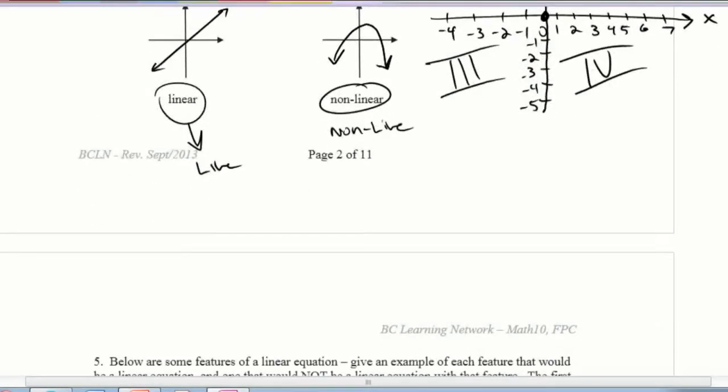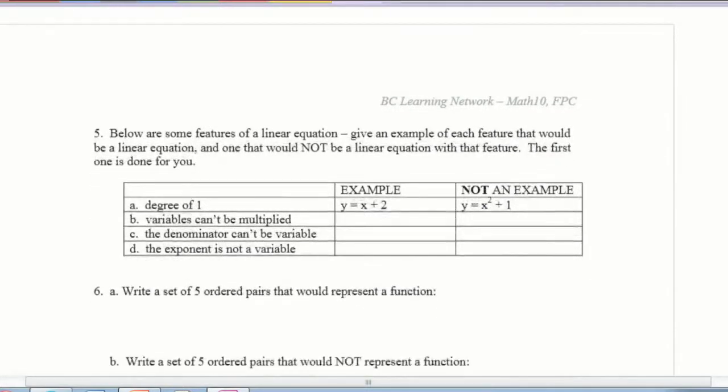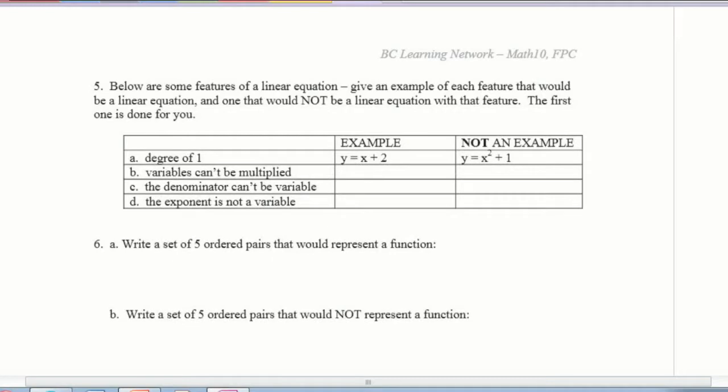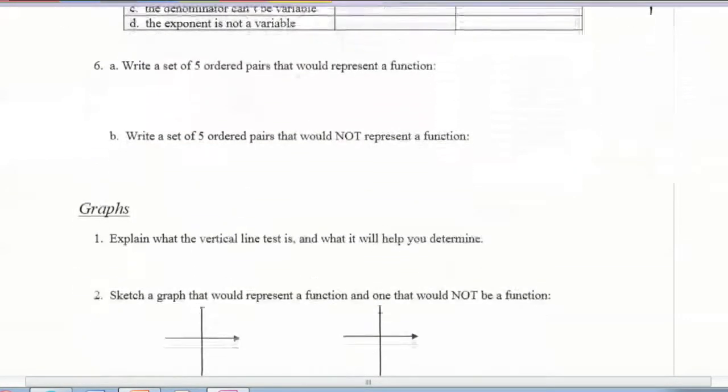So those are the first things. Below are some features of linear, non-linear. We haven't dealt with linear, non-linear, but you should be able to do number 5. It's not terribly difficult. See what you can do. If you need to write a table of values and go from there, try that. That might help. Ordered pairs, graphs.